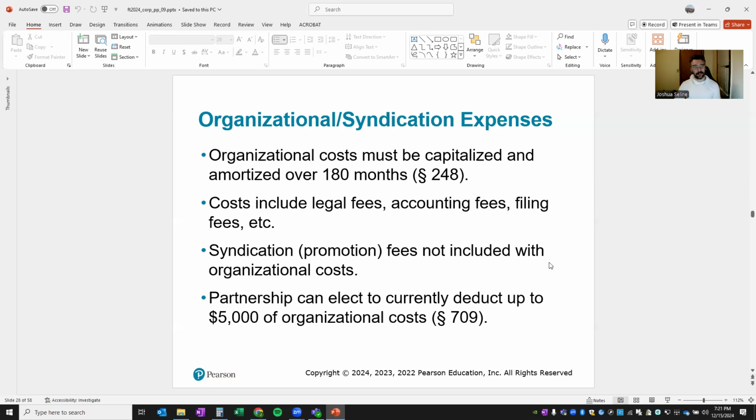This is going to look very familiar because the rules don't change, but organizational costs must be capitalized and amortized over 180 months. Costs include legal fees, accounting fees, filing fees, etc. Right? This is the setup cost. Syndication and promotion fees are not included with organizational costs. Partnership can elect to currently deduct up to $5,000 in organizational costs. Right? The rules are the same, as you would expect with an S corporation or a C corp. You don't get to recognize all these expenses up front.